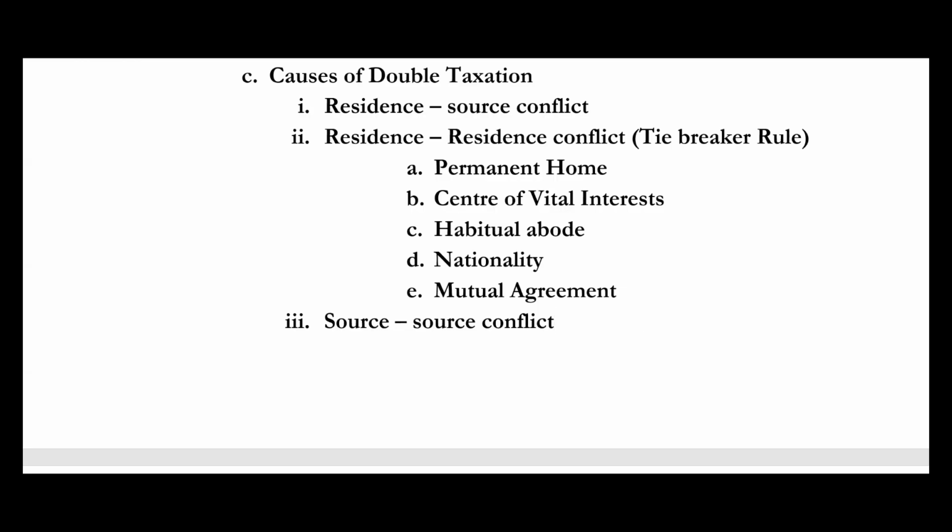So international taxation occurs when, let's say, a foreigner crosses a border to come to Ghana to work, or a Ghanaian crosses the border to work in a foreign land.